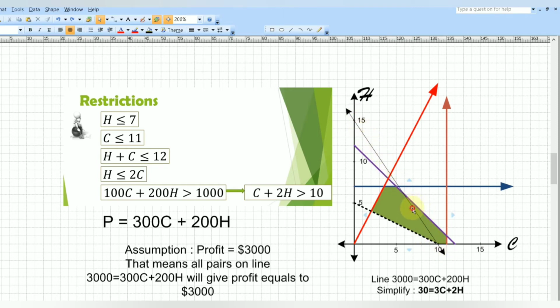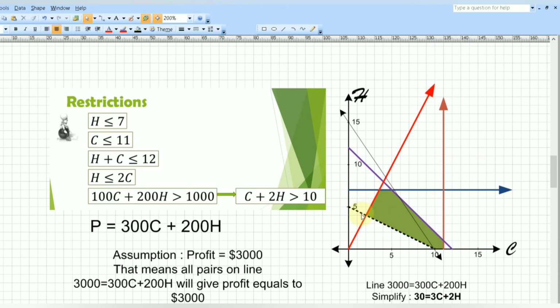So actually, if I'm having pairs from inside the visible region that are on that line, I can be sure it will give us 3,000 profit. Therefore, every pair inside the feasible region that is lower than this line, the line of profit 3,000, will give you profit less than 3,000. So all of the pairs inside of this area, let me give you a different color for that part. Inside the feasible region, this light blue region, all the pairs here will give you less than 3,000 profit, since they are in the lower part of the 3,000 profit line.